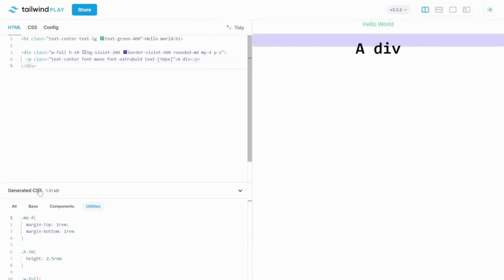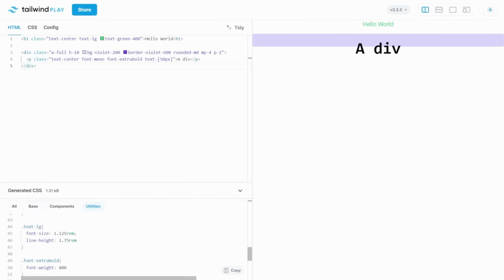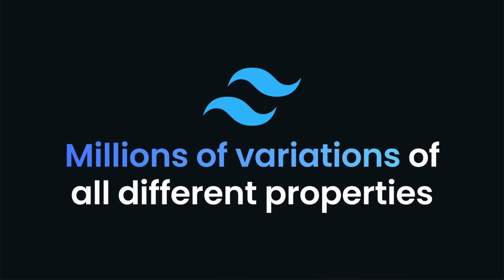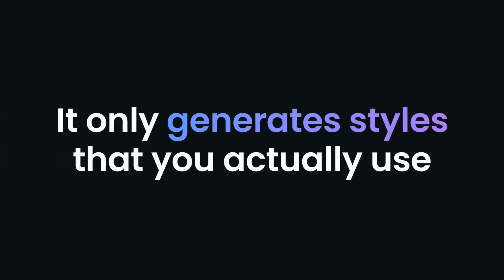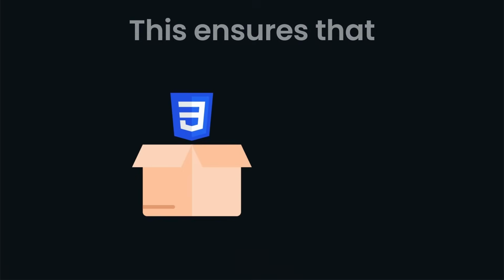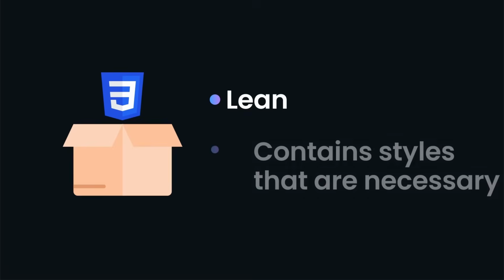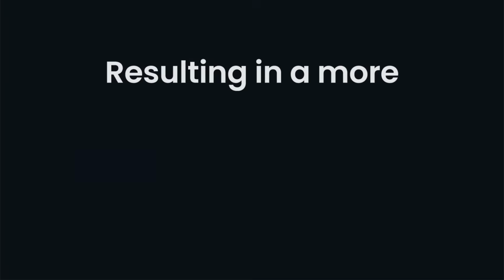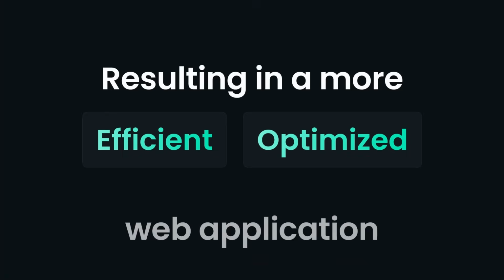And in the generated CSS, if you go all the way to the bottom, you should be able to see text 50. There we go. Works like a charm. And remember, this way, Tailwind doesn't have to have millions of variations of all of different properties. It only generates the styles that you actually use. This ensures that the CSS bundle remains lean and contains only the styles that are necessary for your project, resulting in a more efficient and optimized web application.